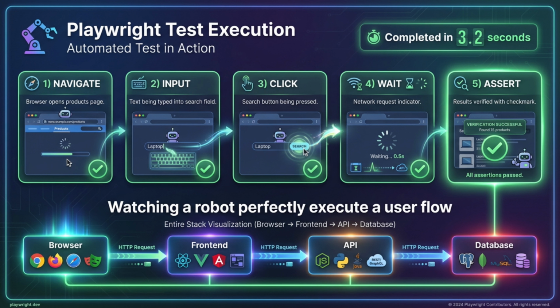The AI generates a Playwright test. It navigates to the products page. It locates the search input and types a query. It clicks the search button. It waits for the network request to complete. It verifies that the results contain the expected product names.